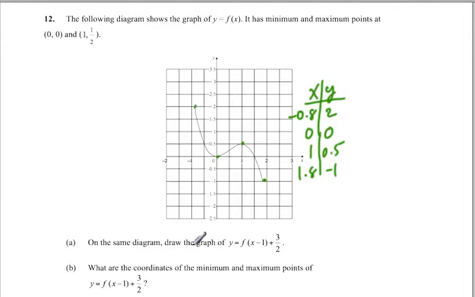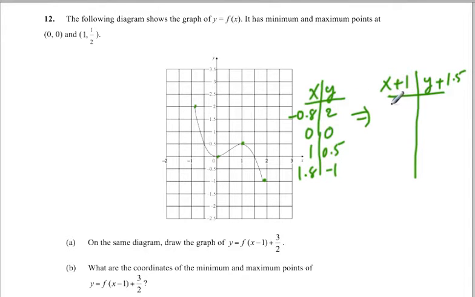On the same graph, draw f of x minus 1 plus 1.5. So basically, how would this change? What this means is a horizontal translation to the right by 1. So in other words, this will be x plus 1. And this is a vertical translation up by 1.5. So this is y plus 1.5.